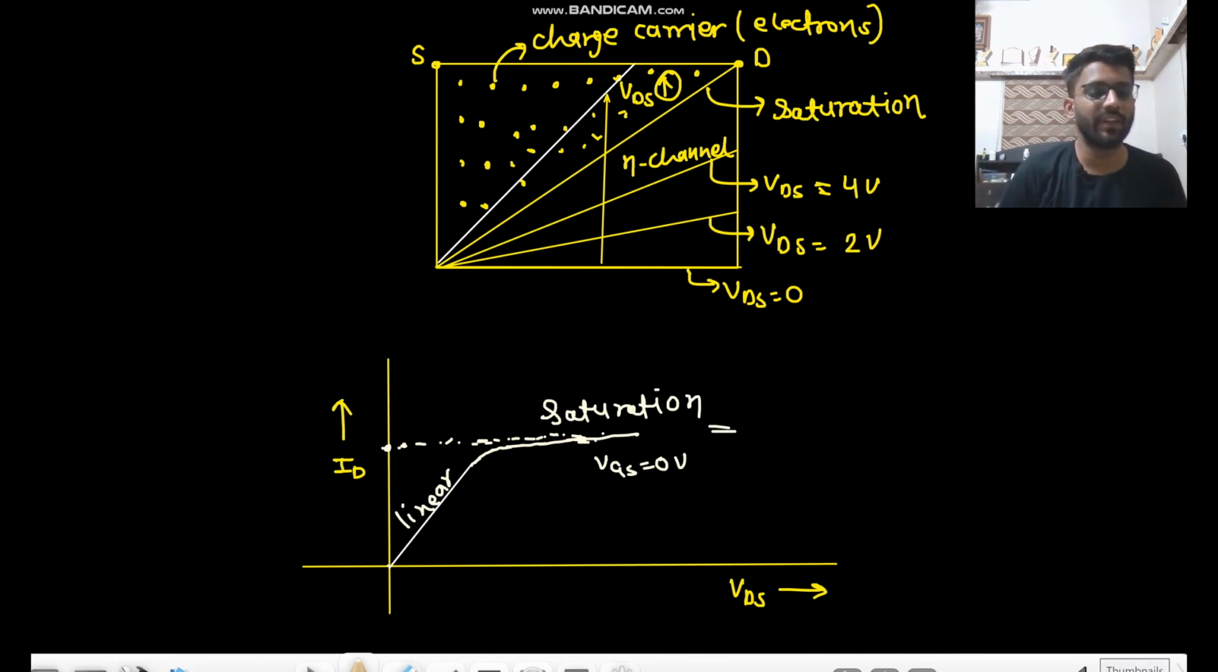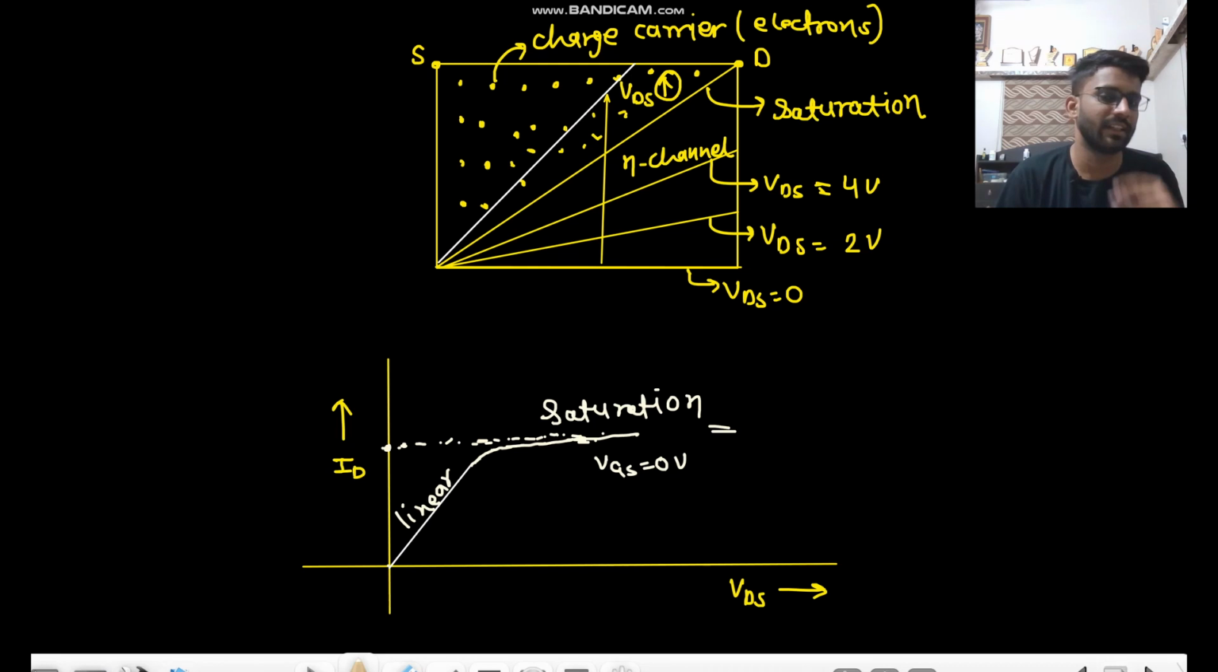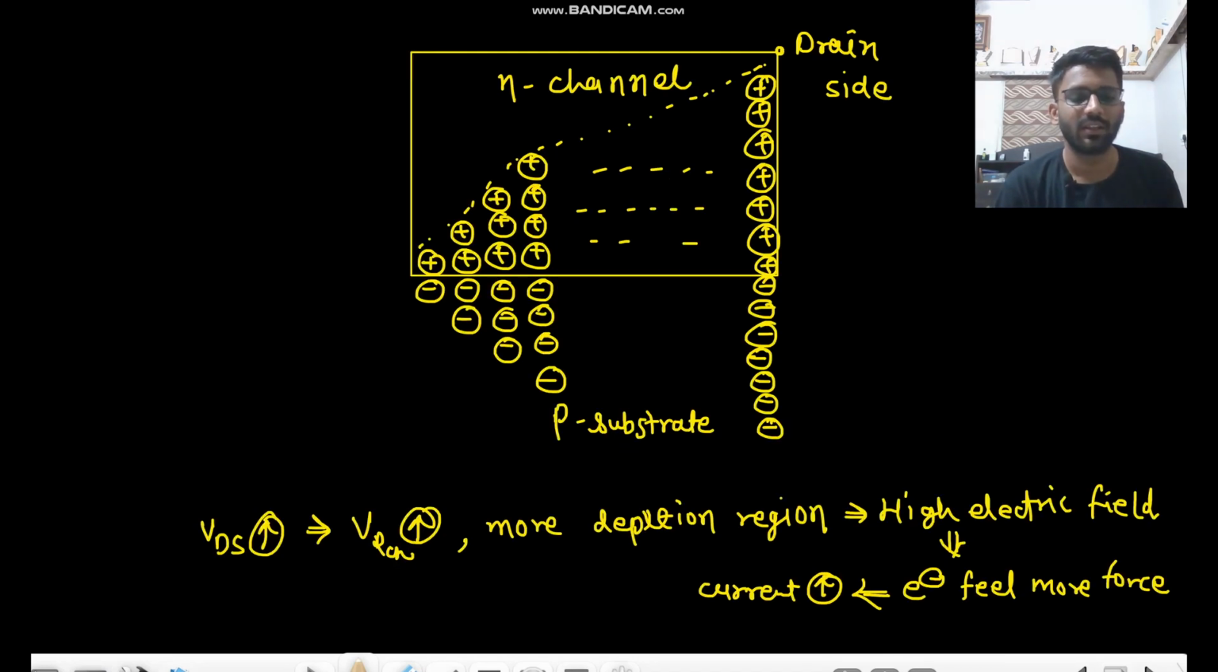Now what did we analyze till now? This is the question written here: why does the current saturate after VDS saturation? So I will write the answer here. You got the answer, right? Because here the electric field is increasing, but the number of charge carriers in the channel is decreasing. So one is saying the current should increase, one is saying the current should decrease. Because of that, the current saturates.